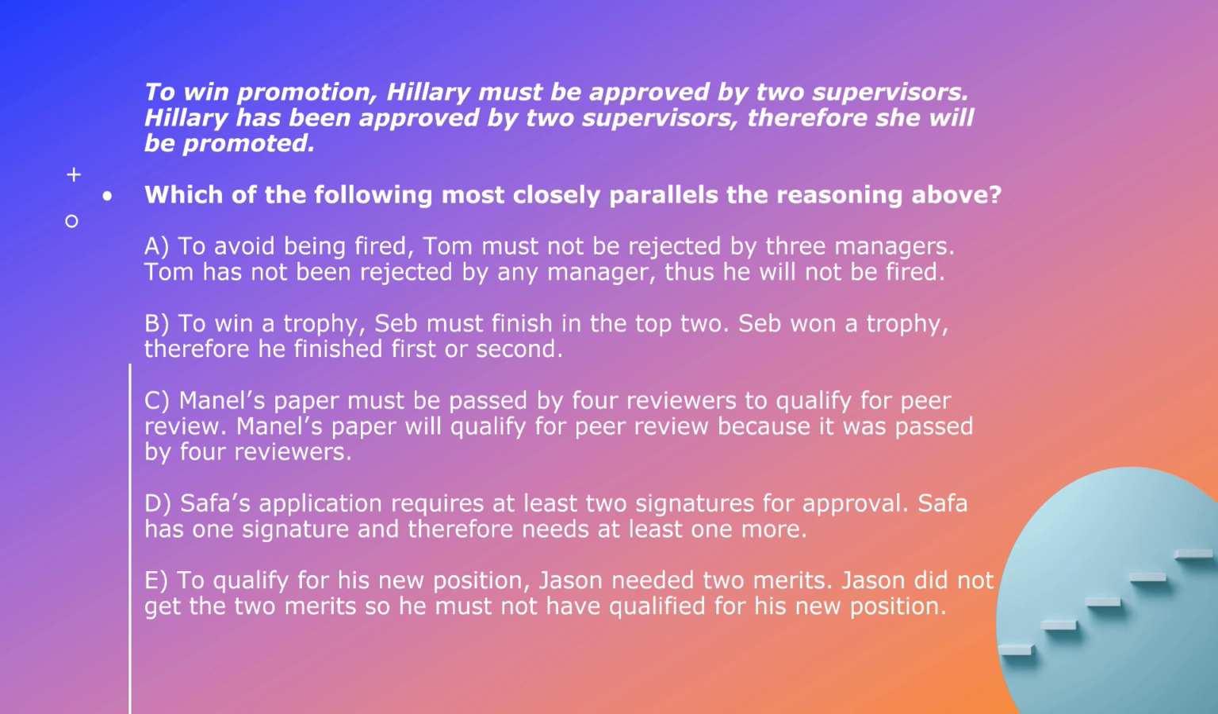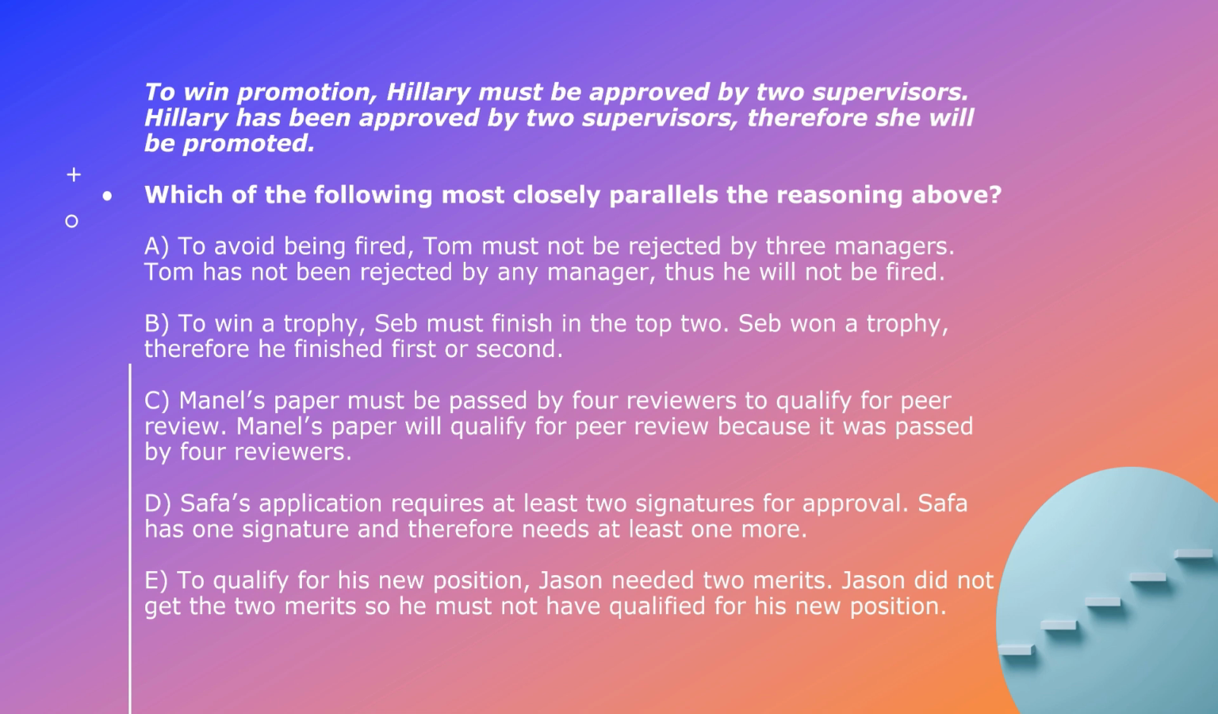To win promotion, Hillary must be approved by 2 supervisors. Okay? Hillary has been approved by 2 supervisors, therefore she will be promoted. Which of the following most closely parallels, mimics, copies the reasoning above?